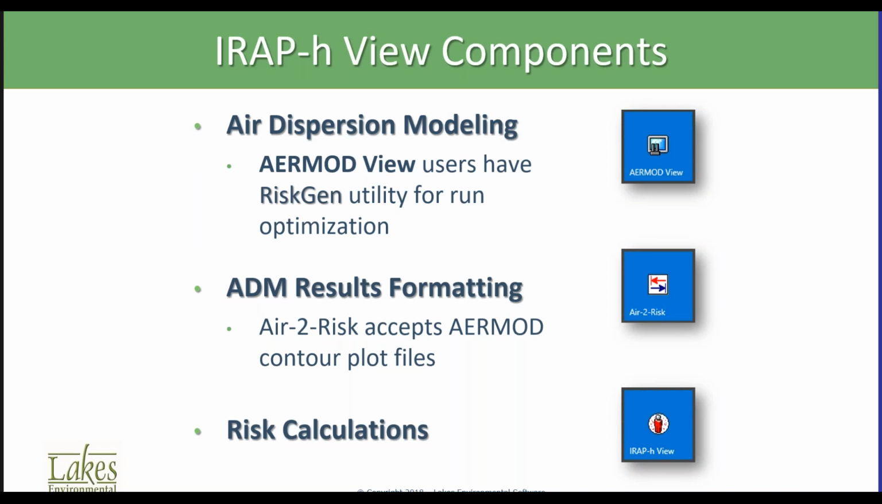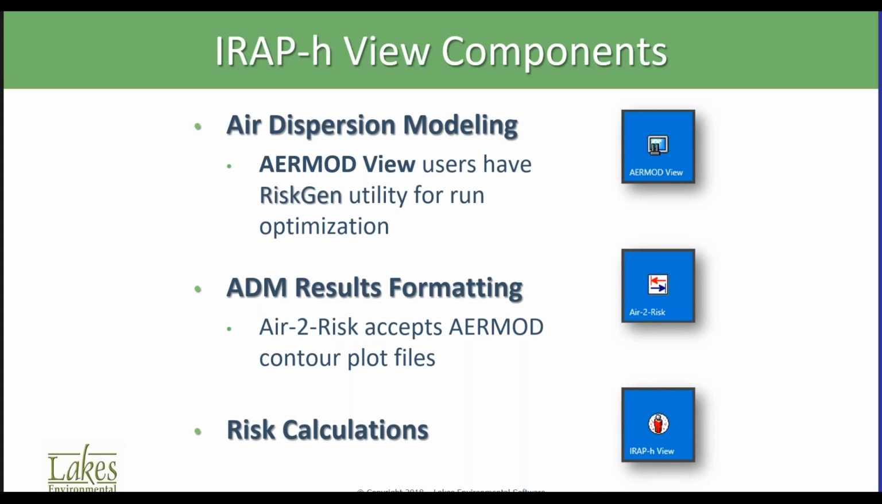Now, if you happen to use our AirMod View software product, there is a utility in there called Risk Gen. You'll see it as a risk menu in the AirMod View application. You turn on risk mode, and that enables Risk Gen. And if you use the Risk Gen utility within AirMod View, then your run will be optimized to meet the standards written in the HHRAP document, specifically Chapter 3, which covers air modeling. So that then saves you even more time because now you're not worried about improperly setting up your air modeling. It's already taken care of for you.